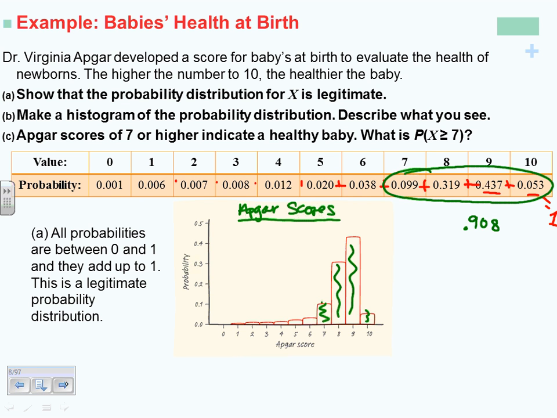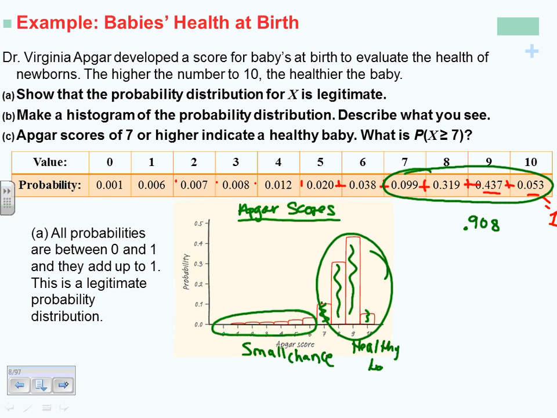The probability distribution. Well, it's definitely going to be skewed left. And here we can see that there's a really small chance of getting an unhealthy baby. So you can see right here a very small chance. So most of them are healthy babies. And that's what we just saw going on over here when we added up 7 or above for a healthy baby. 91% is a pretty good chance you're going to have a healthy baby. And this was skewed left. Okay?